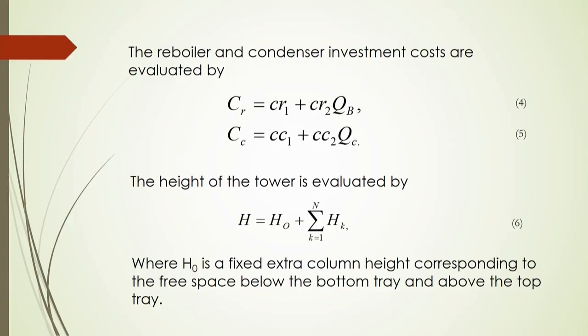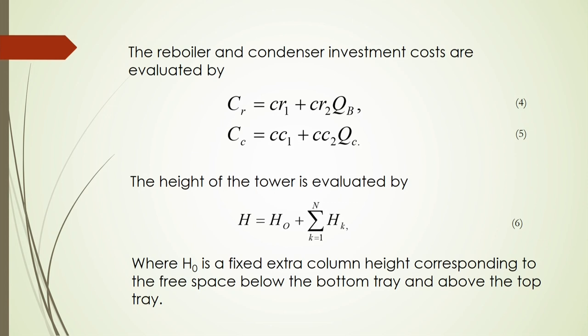Then the reboiler and condenser investment costs can be calculated by equations 4 and 5. C_R, the cost of the reboiler, is equal to C_R1 plus C_R2 into Q_B, and for the condenser, C_C is C_C1 plus C_C2 into Q_C. And here the height of the tower is evaluated as H equals A_0 plus the summation of H_K, if there are n trays. Here A_0 is a fixed extra column height, which corresponds to the free space below the bottom tray and above the top tray.